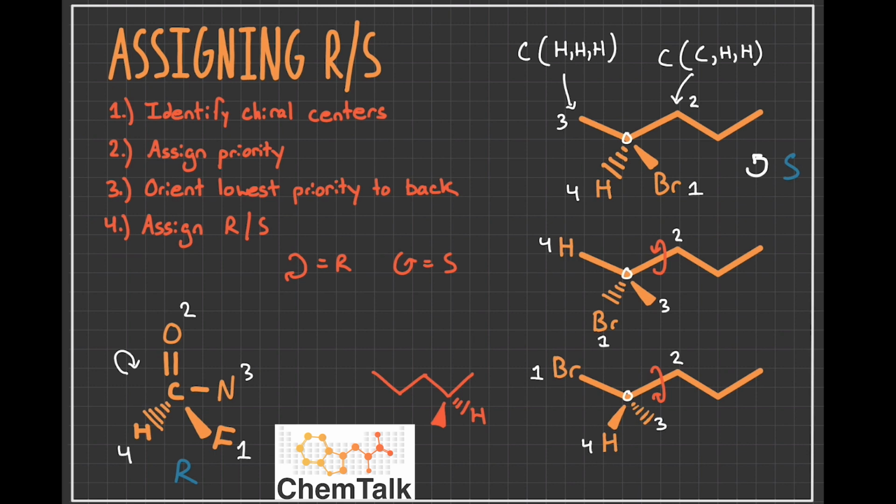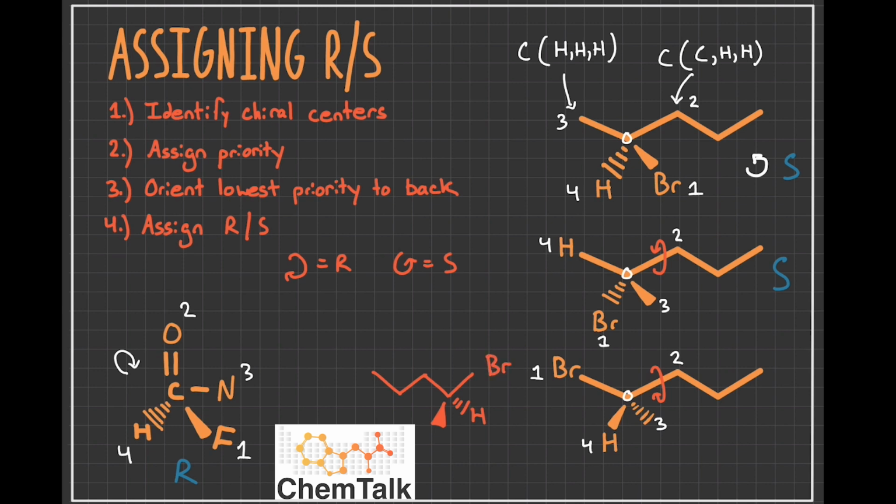For the last molecule, again, we can either rotate the molecule around this bond until hydrogen is in the back, in which case we get the first molecule at an S configuration. Or, if we look at the molecule from the back, then hydrogen is oriented to the back and we can assign R and S from there, and we'll get the same answer, S.